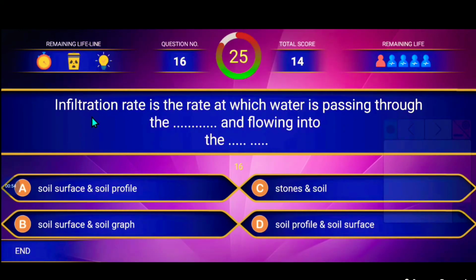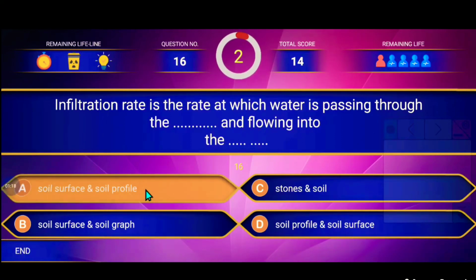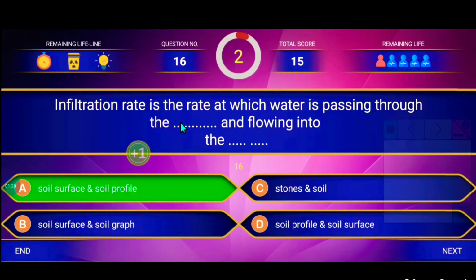The 16th question is, infiltration rate is the rate at which water is passing through the dash dash and flowing in dash dash. First option is soil surface and soil profile, second one is soil surface and soil graph, third one is stones and soil, and the last is soil profile and soil surface. So the correct option is soil surface and soil profile. The infiltration rate is the rate at which water is passing through the soil surface and flowing into soil profile. It is correct one.